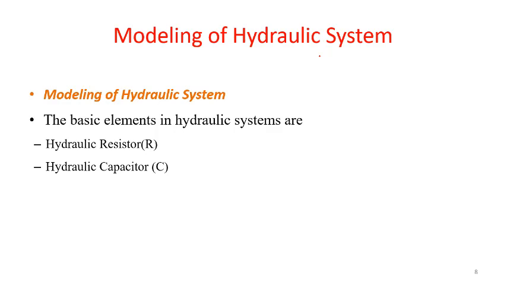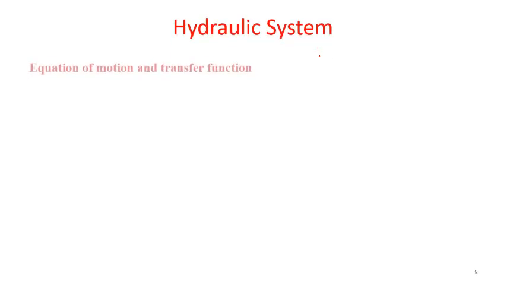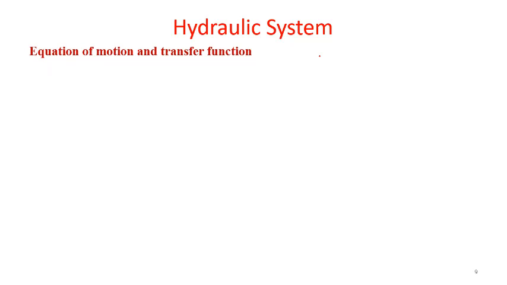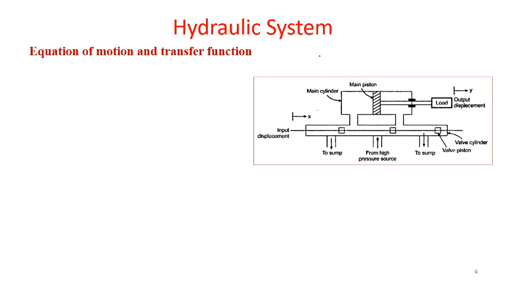As we have seen before in our mechanical system and our thermal system, there are resistive elements and capacitive elements. Here the resistive element will be the fluid resistance, or the friction resistance, and the hydraulic capacitance will be the oil, or the fluid, which stores the energy. To model this hydraulic system, we have to write an equation of motion and the transfer function related to it.